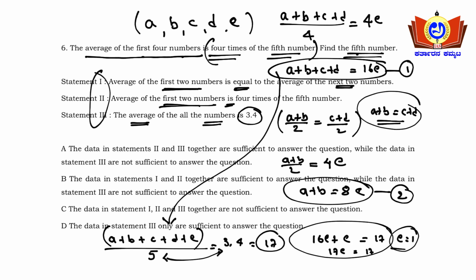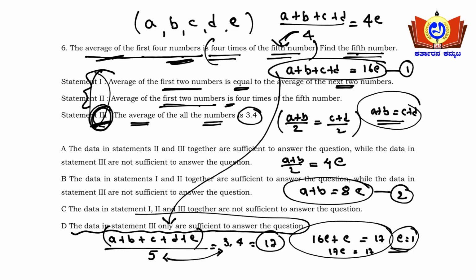Hence, using the question and using statement 3 alone, and I did not use statements 1 and 2 here, only statement 3 alone and the information given in the question I used, and I found out the fifth number. Hence the option D, the data in statement 3 only, is sufficient to answer the question. This will be the right answer here, my dear friends. So moving on to the next question.